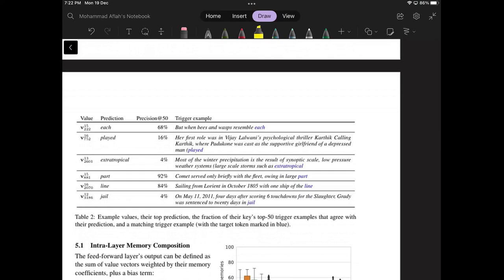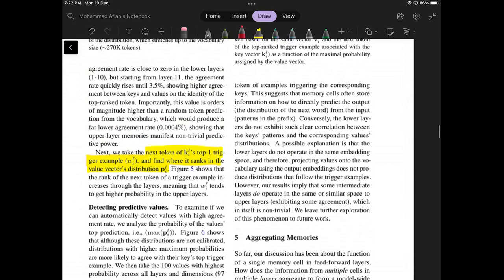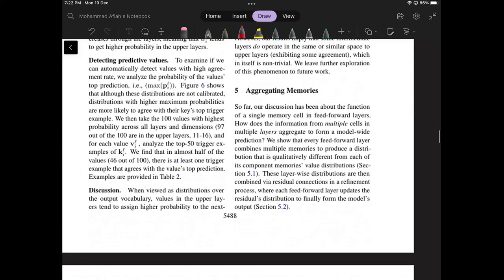Sorry, these words are able to capture, from these words are what the trigger example uses. So this is talking about the predictive values.